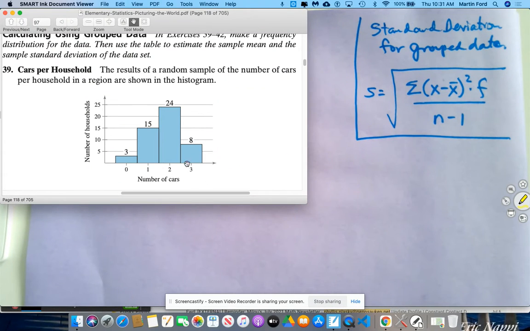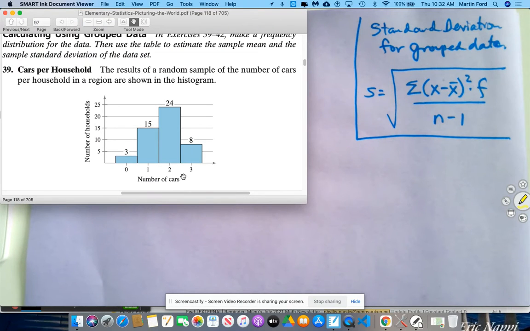So if I was talking about the number of households included in this survey, it would be 3 plus 15 plus 24 plus 8, and that comes out to a total of 50 households. We have to reformat this data though. In order to demonstrate this group data, we're going to have to throw it into a frequency distribution.